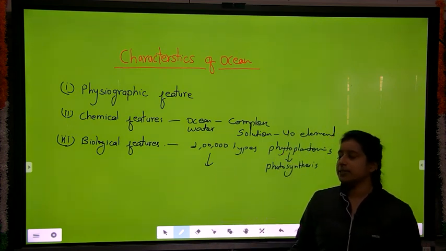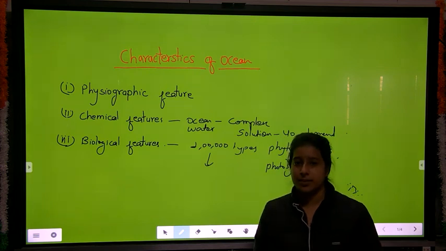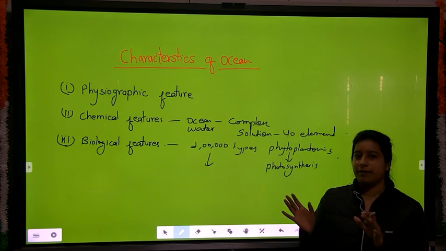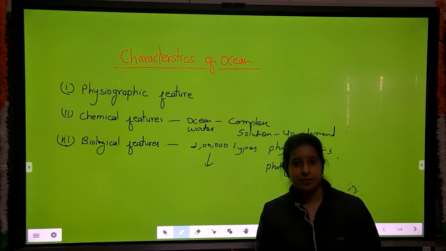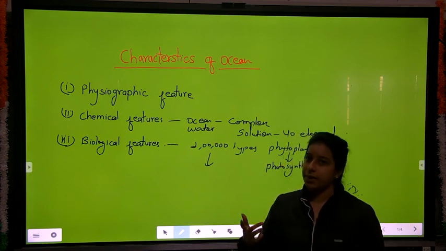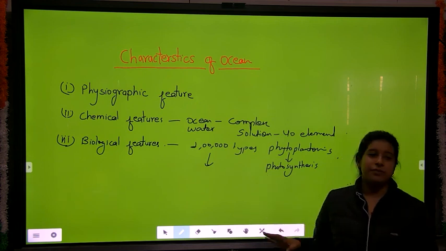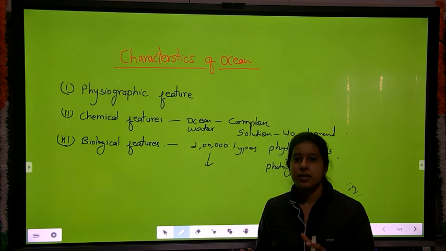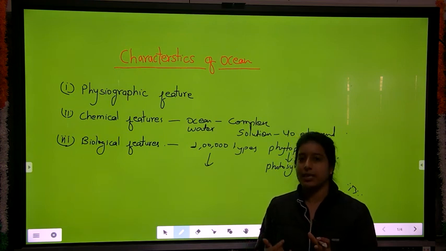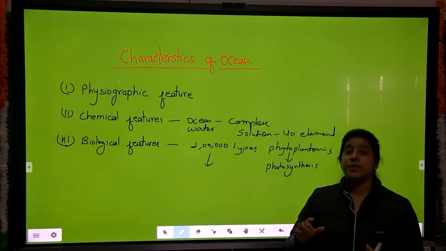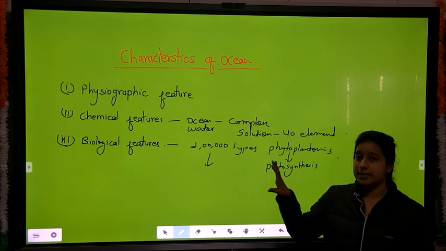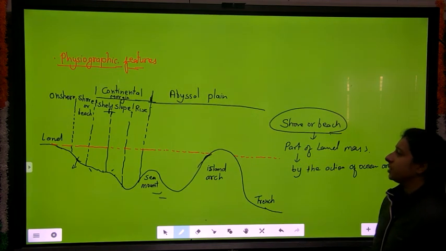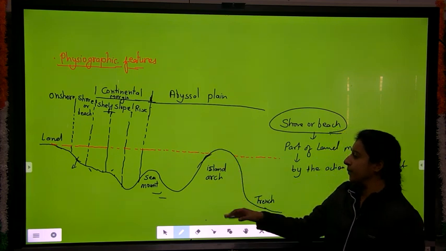So in this class we have discussed what the basic characteristics or features of the ocean are. The basic characters of the ocean are divided into 3 parts: physiographic features, biological features and chemical features. In physiographic features, we saw how they are divided into 2 parts, what their depth and range are, and how we divided them according to their size. For example, here is our abyssal plain.